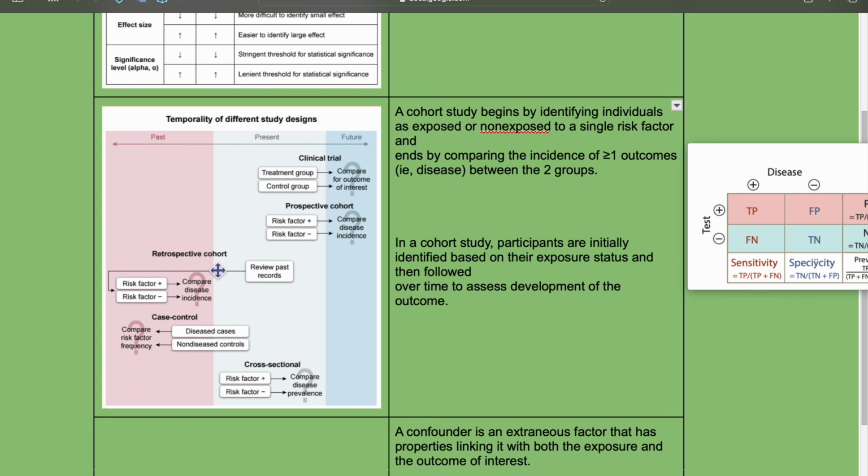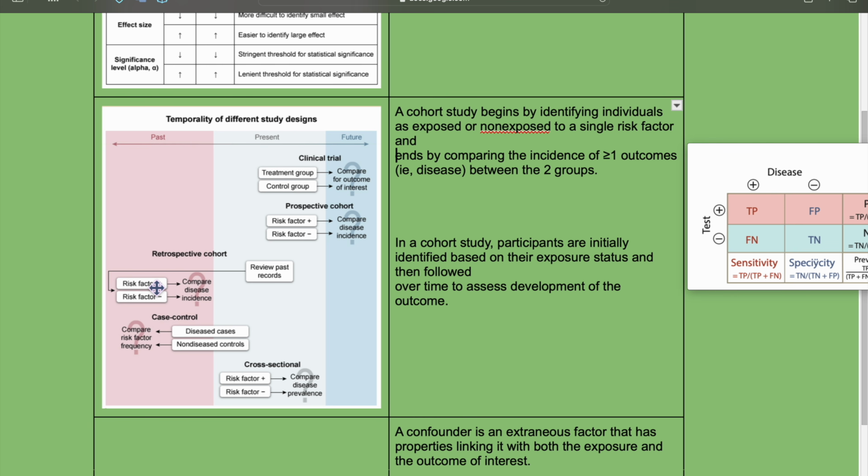In retrospective, they want to figure out, in this population, if people were exposed to this, what happened, right? If they got the disease or not. They're going to compare it. But again, they're going to talk about disease and the risk factors. They're not going to have a control group.